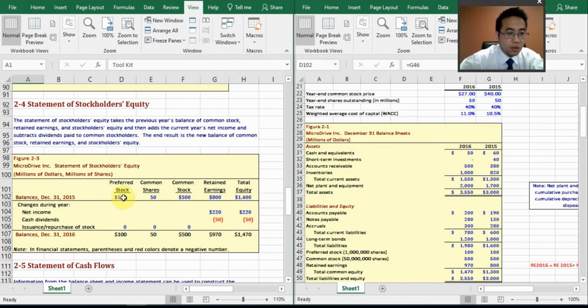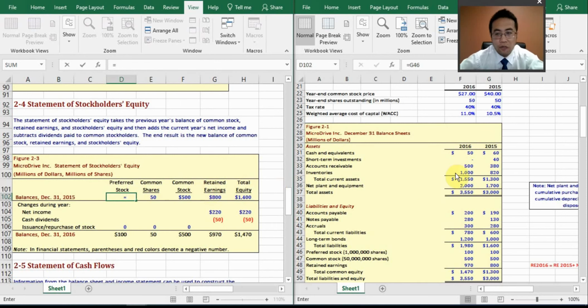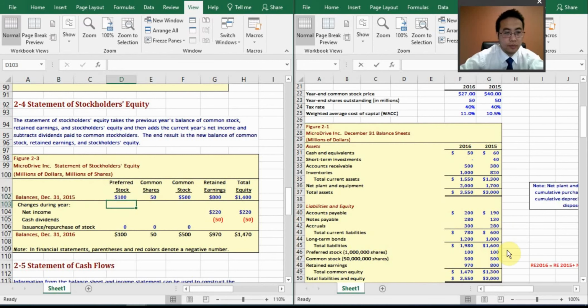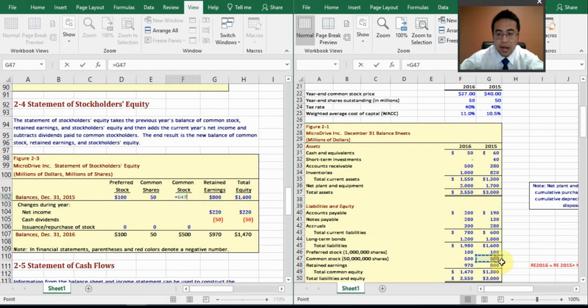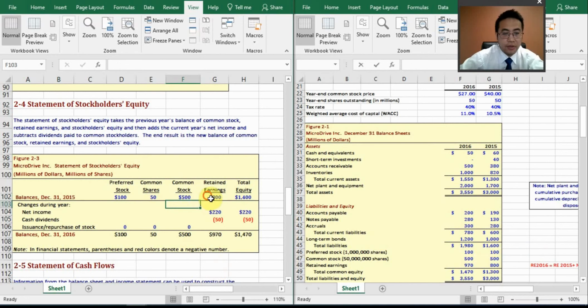All right. So let me just repeat what I just did. So for preferred stock within this new view, I can just link it to the preferred stock in 2015 right here. Then hit enter. And then for common shares, it is right here. Okay, it's given information. And for common stock, it is still in the balance sheet. You just pick the number from the balance sheet. And retained earnings, again, it's from the balance sheet.